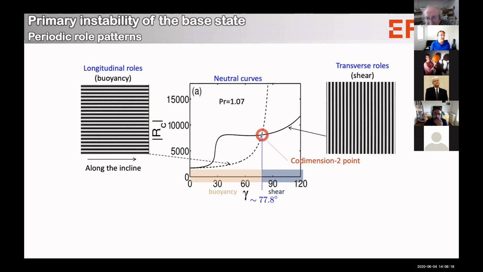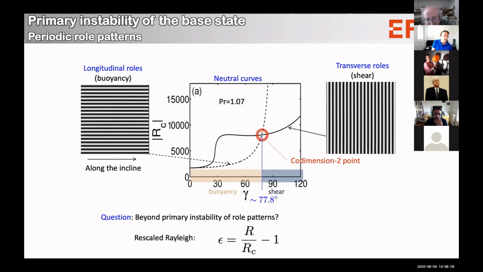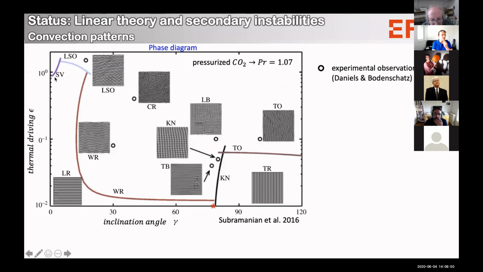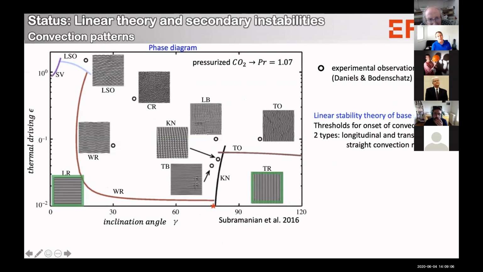And we want to understand patterns beyond the instability. So what we therefore use as a measure now is this rescaled Rayleigh number. We are defining this epsilon, which is the ratio of the Rayleigh number to the critical Rayleigh number for the primary instability, minus one, so that the primary instability is always at epsilon equal zero. Good. So this epsilon was actually the epsilon which we had here on this axis of the phase diagram. So let me give you a little bit the current status of knowledge of understanding these patterns. We have two patterns, the longitudinal rolls and the transverse rolls, which are associated to the linear instability of the base state. So these two we know.